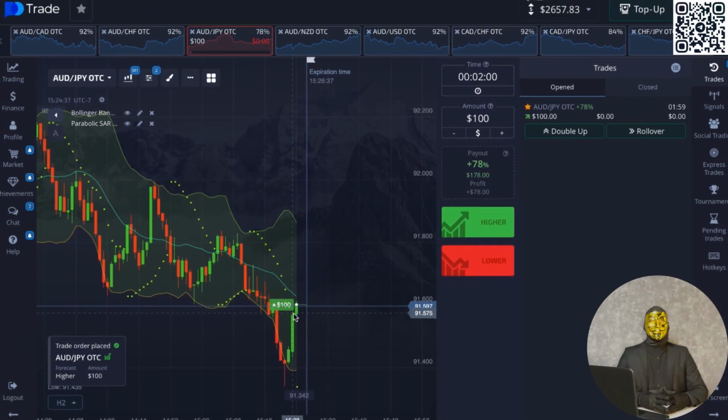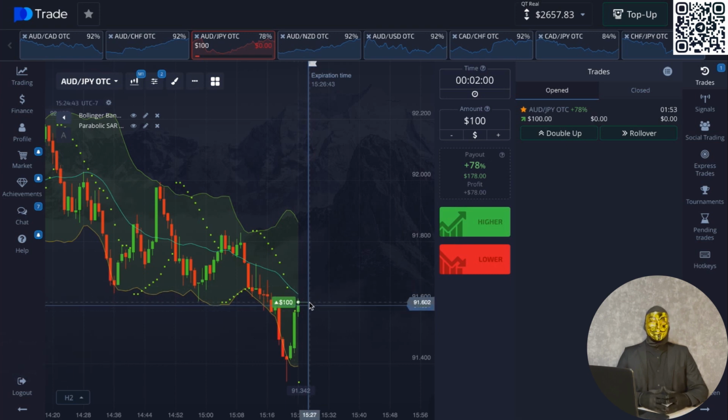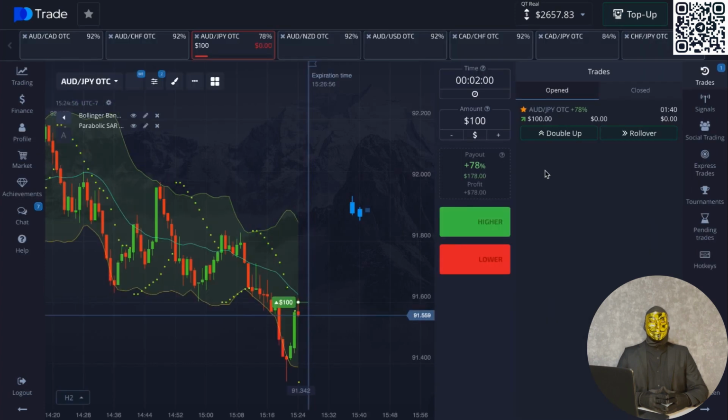So here I saw a great opportunity to open a position. As you can see, both of our indicators indicated that it was necessary to open a position for an increase here, which I did. Now we are waiting for the end of this transaction.